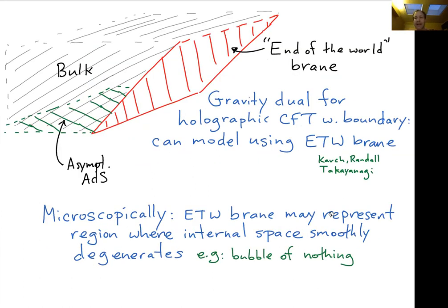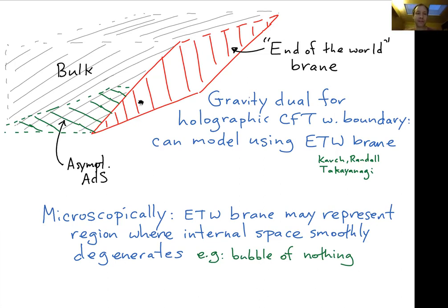Okay. And so in this talk, I'm going to be thinking about situations where our CFT is holographic and we have an edge or a boundary of the space that the CFT is living on. And we want to understand what the bulk description of that would be. What would the gravity description of this situation be?